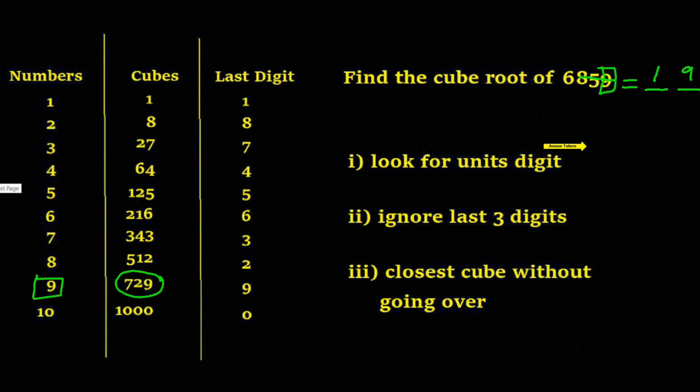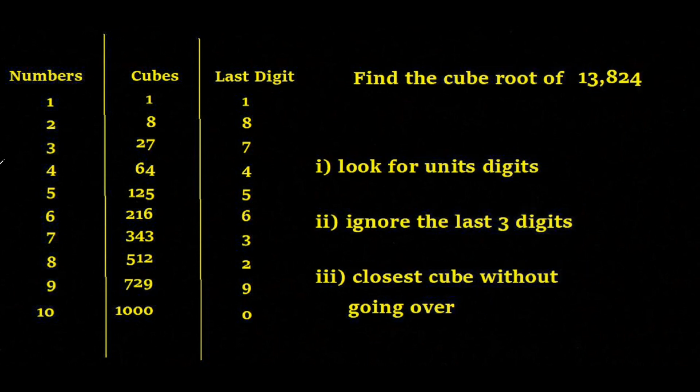Let me show you the next question with 5 digits. Find the cube root of 13,824. Look for the units digit, which is 4, and compare the cubes column. The cube ending in 4 has the related number 4. That will be the second digit. Again, it will be a 2-digit answer. So this 4 in the number column will be the second digit of the answer, or the final digit.